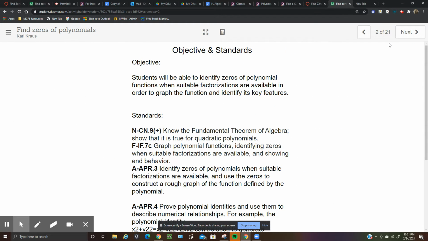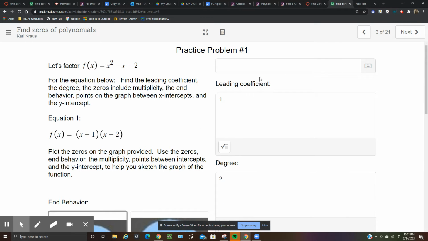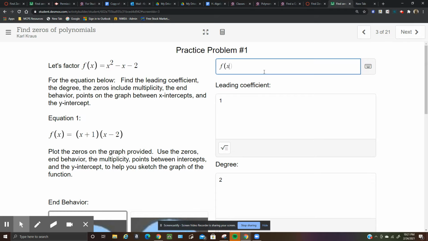Slide 2, you're going to be able to identify the zeros of a polynomial function when suitable factorizations are available in order to graph the function and identify its key features. This problem, what you can put in here is the factorization. F of x equals, so I need to find the factors of -2 that when I add them together, I get -1. So x plus 1 times x minus 2.